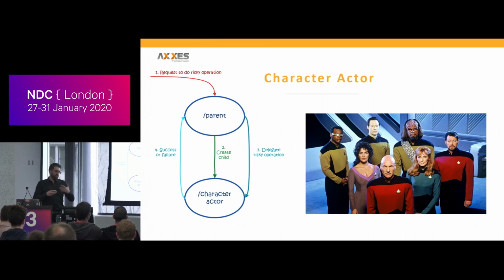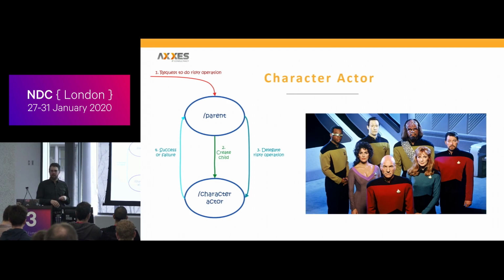But sometimes for the storyline, somebody has to die. So you get a character actor in, they play this one role, they die, that's okay because the series moves on. And that's what you do with actors as well. If you know that you're going to do something risky, gonna go over the network, gonna go to the database, I don't know, you're gonna do something that might fail, you push it onto a separate actor.